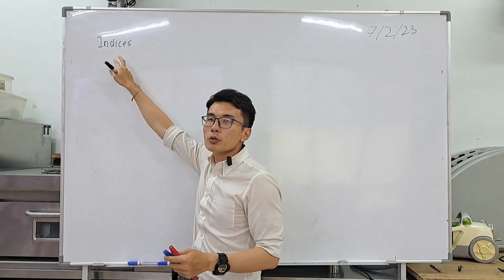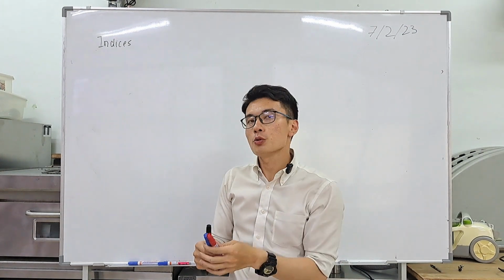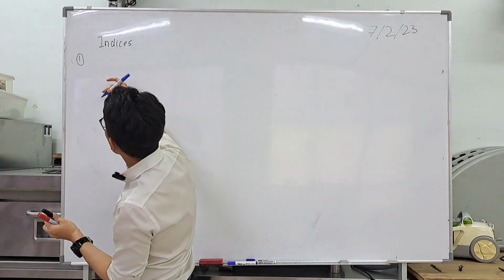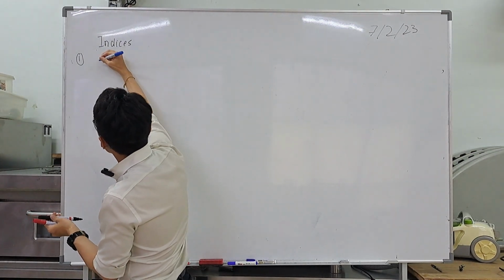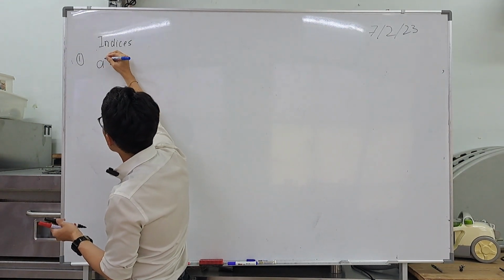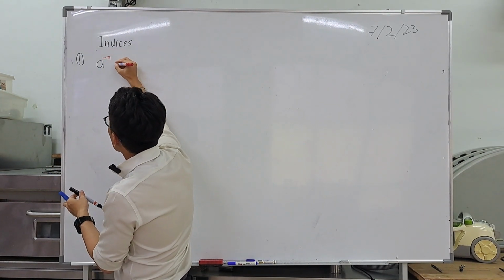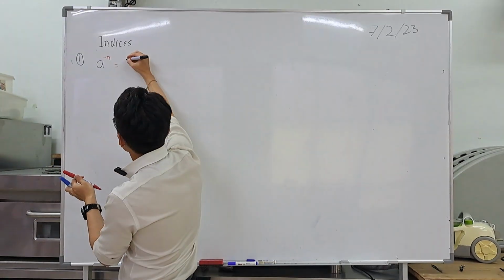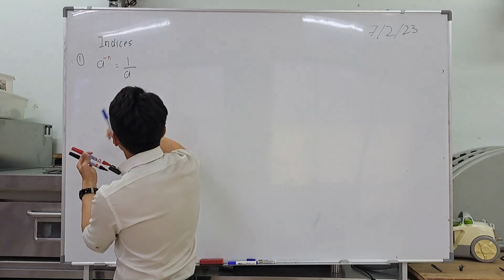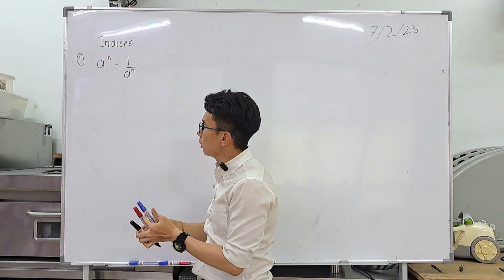Okay, let's continue our topic on indexes. Previously in our video, I introduced you to the three rules. Rule number one, I can write as a to the power of negative n, and I can rewrite this as a fraction, which is 1 over a to the power of n. That's rule number one.